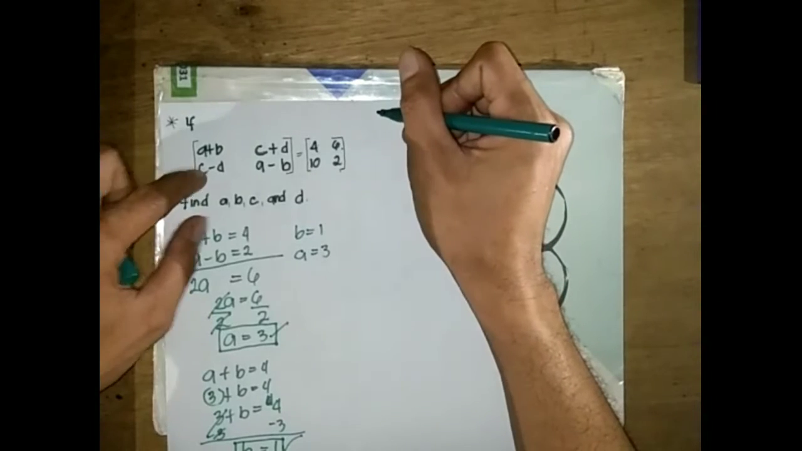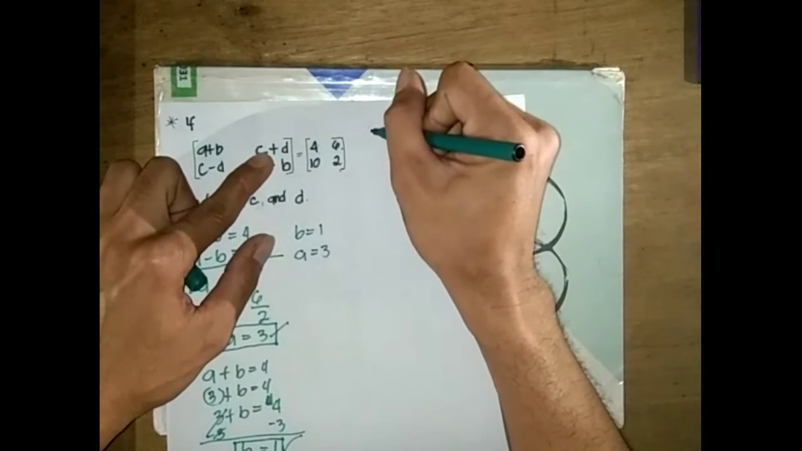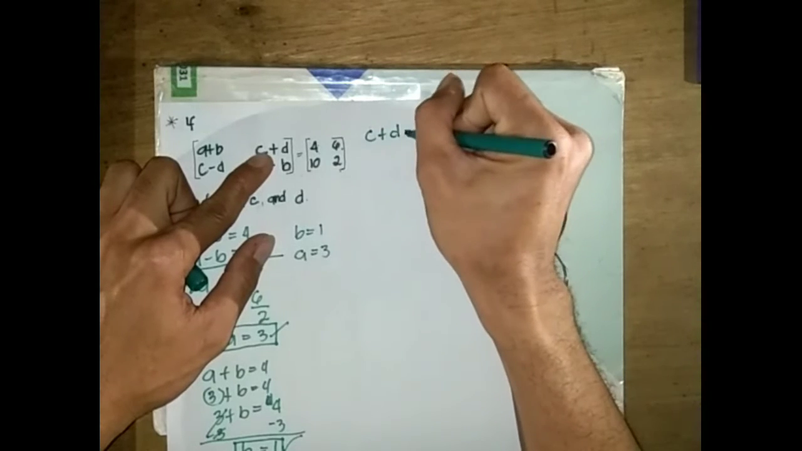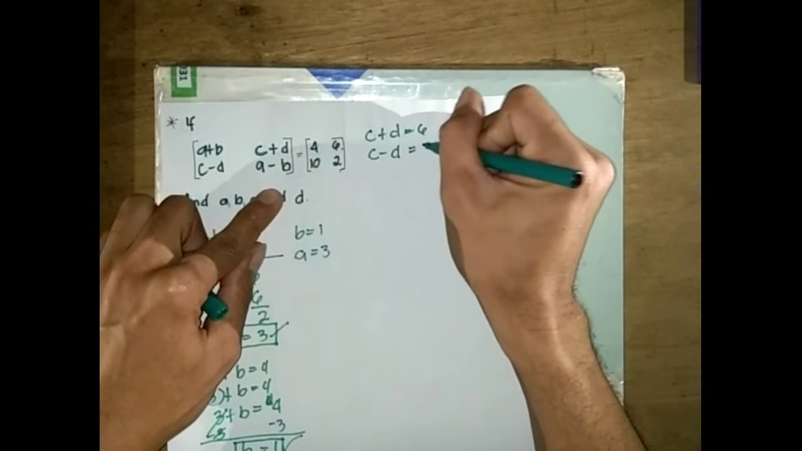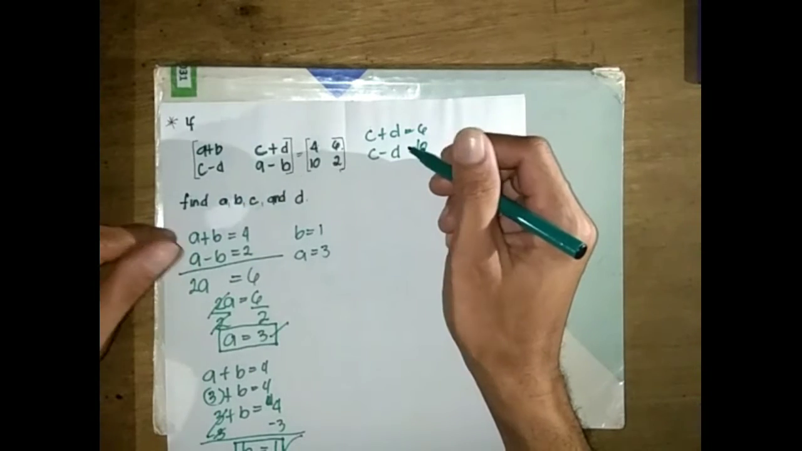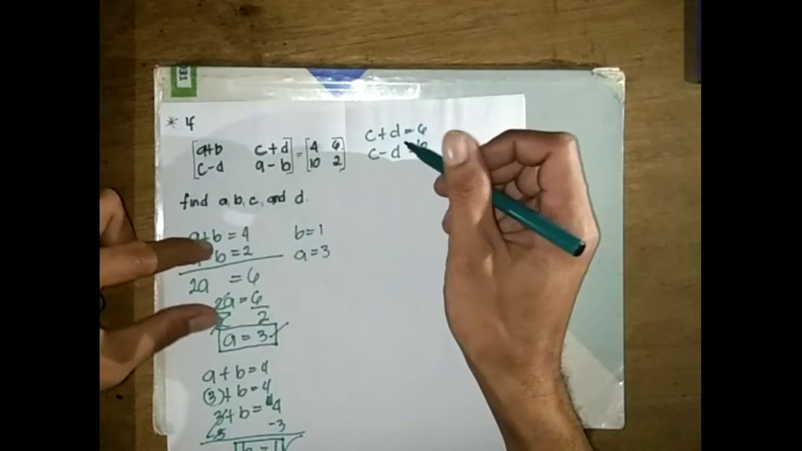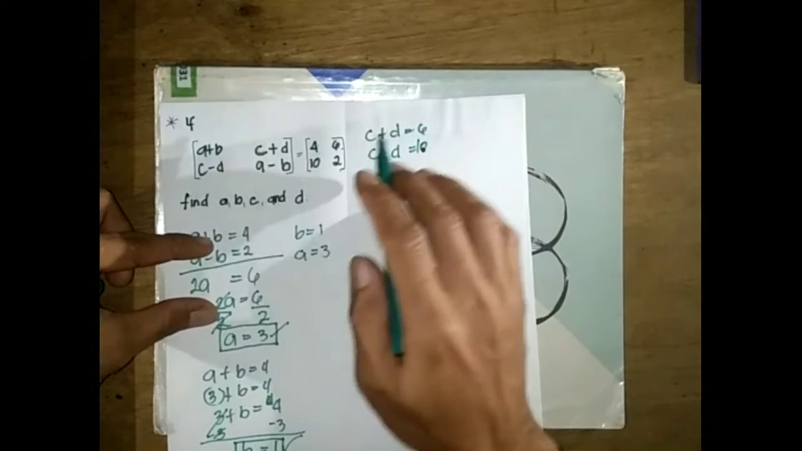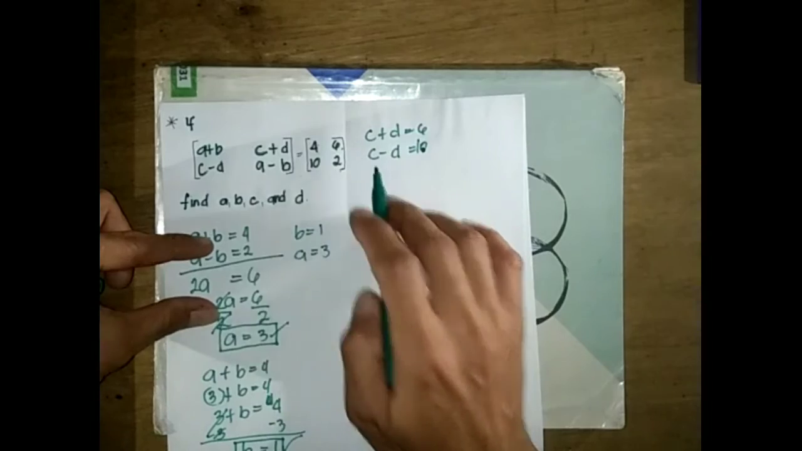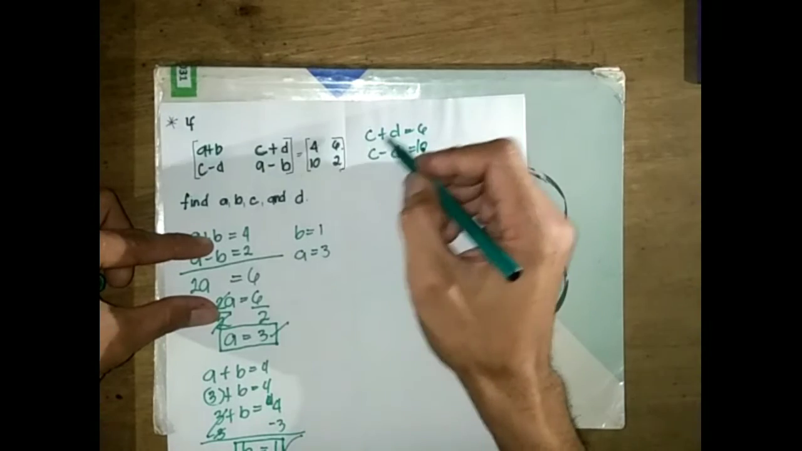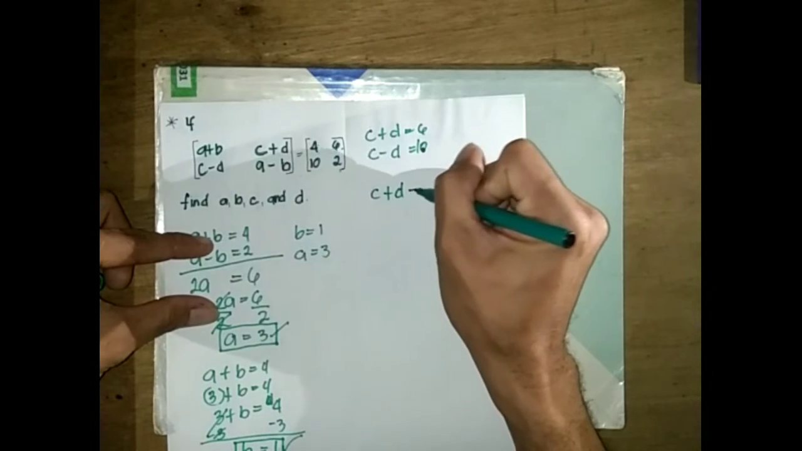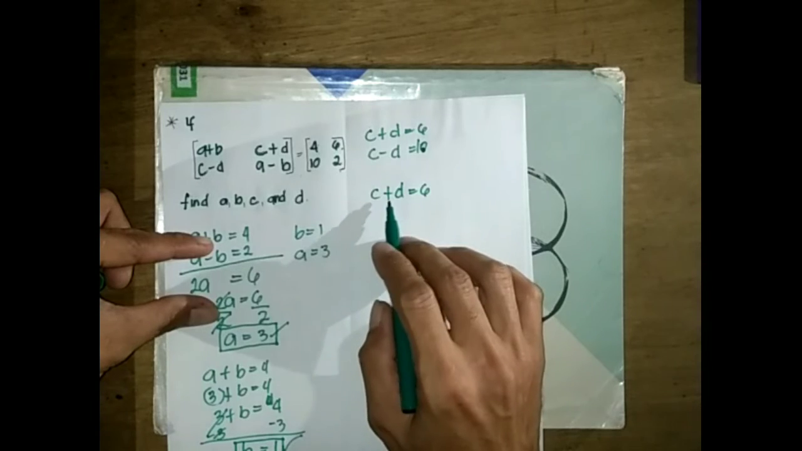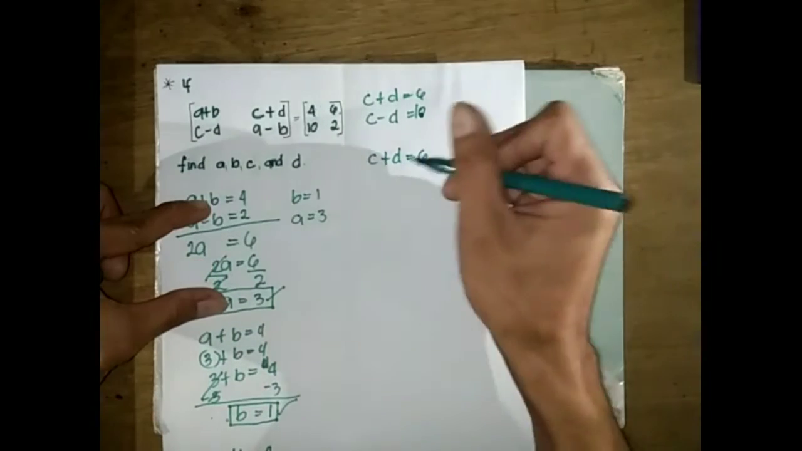So, C plus D is equal to 6. C minus D is equal to 10. So, kung elimination method yung ginawa natin dito, on finding the value of C and D, we will use substitution method. So, C plus D, kopyahin natin. Then, we will solve for one variable.